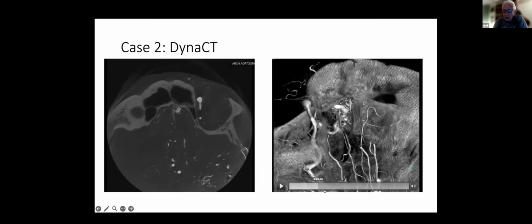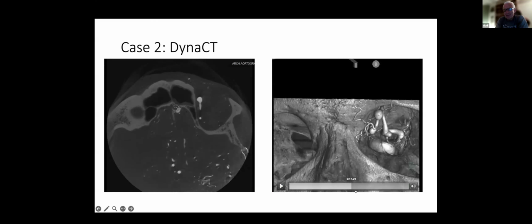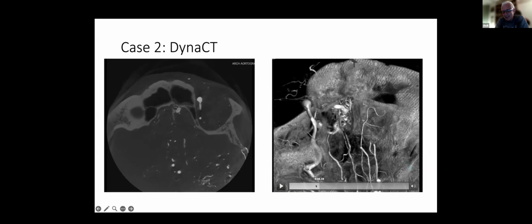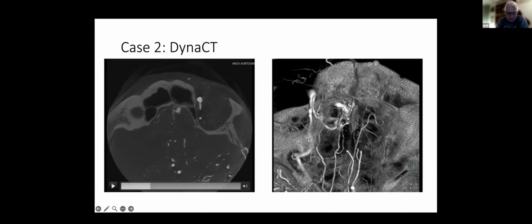But anyway, I just wanted to say, please take care when you think of going through the ophthalmic artery. Even one case out of 50 is too many, is one too many.